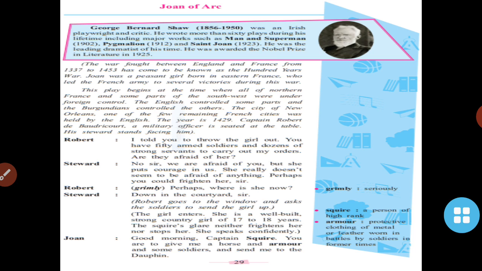Now the steward is saying: No sir, we are afraid of you, but she puts courage in us. Means the girl, Joan, puts courage in us. We are afraid of you. We are not afraid of the girl. She puts courage in us, and she really doesn't seem to be afraid of anything. Perhaps you could frighten her, sir. Means, sir, she is not afraid of anything, but you are the one getting frightened of her. Now Robert is saying grimly. What is the meaning of grimly? Grimly means seriously. Now Robert is serious. Perhaps. Where is she now?